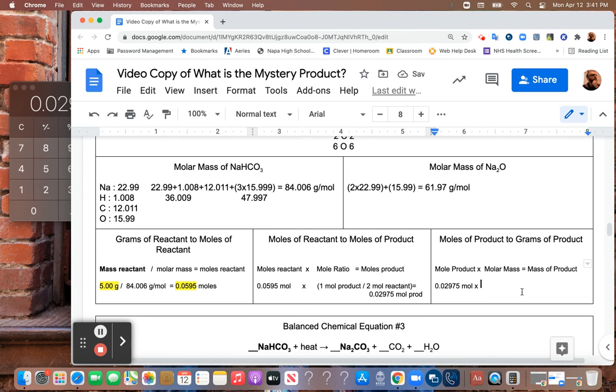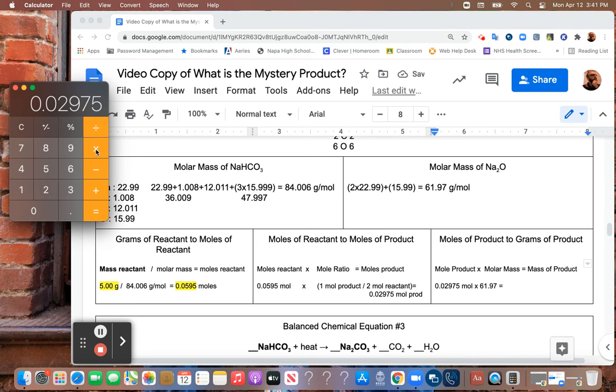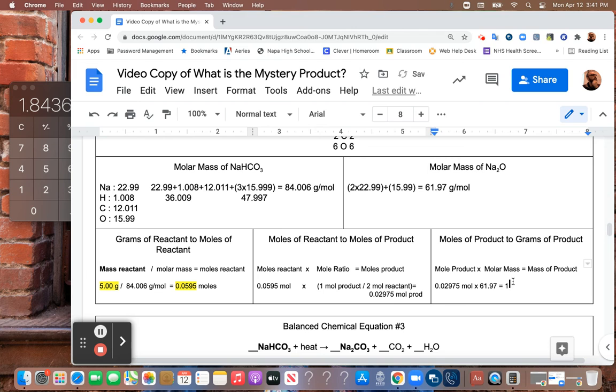What's the molar mass of my product? Yeah, you already found it. All right, so that times 61.97 equals 1.84.